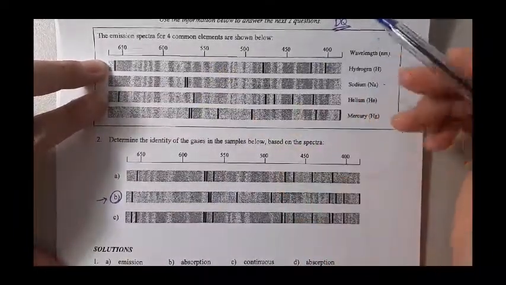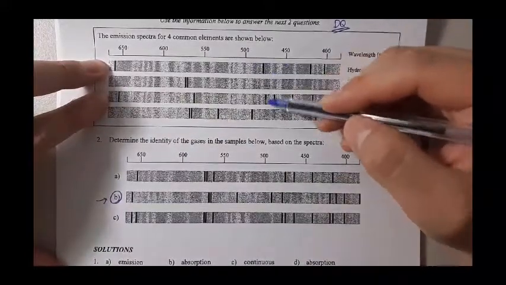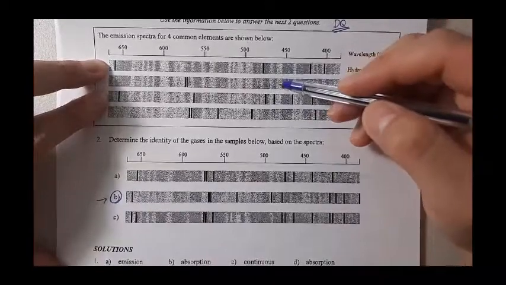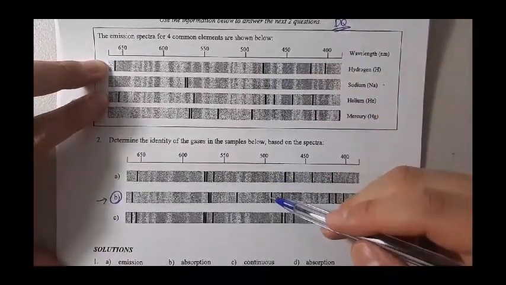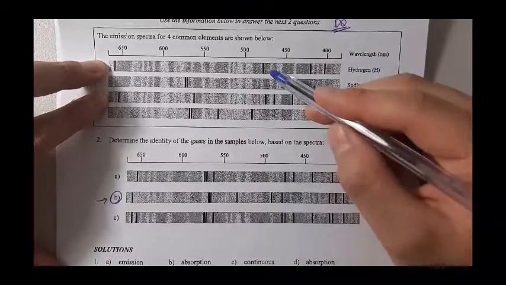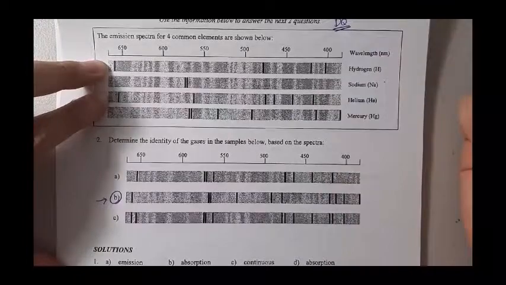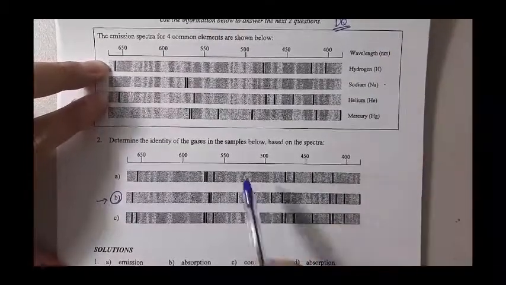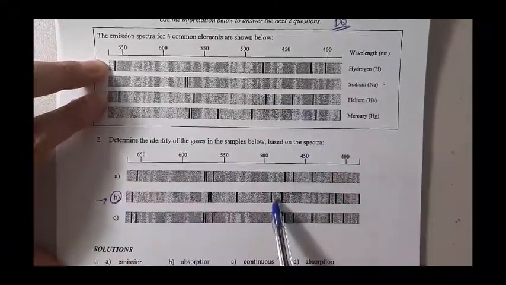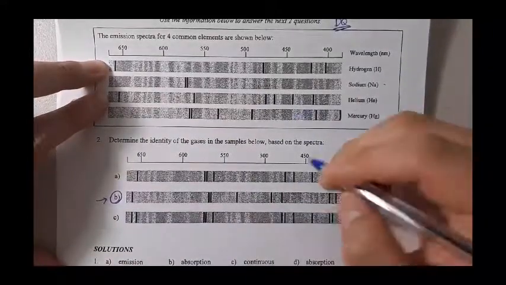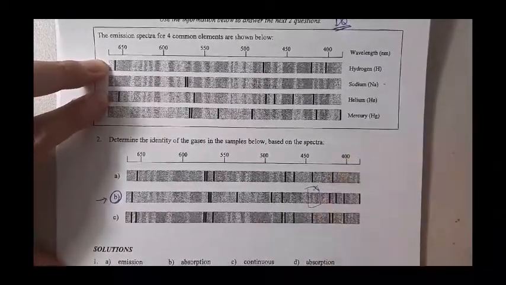Now let's go to 500 to 450. If I look at these 3, can you see that I have 2 bands over here? I only have 1 band. So there is a possibility maybe it's helium, but in order to be helium, can you see I have 1, 2, 3, 4 bands? Do I have those? 1, 2, around this 450, I have nothing.